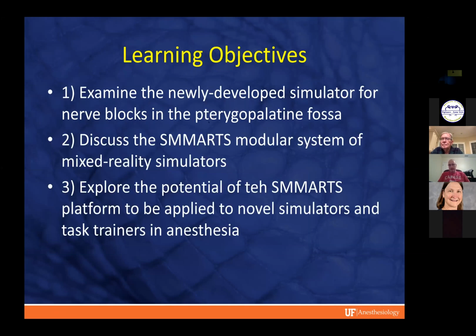This morning, I'm thinking we're going to talk a little about this new simulator that we've just put together for blocks in the pterygopalatine fossa, and then use that as a jumping off point to discuss the simulator system that it's built on, and explore its potential for other tools to be developed by other people.